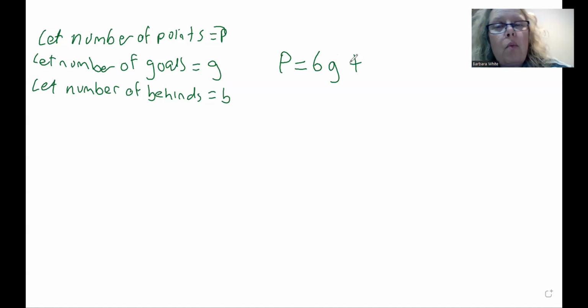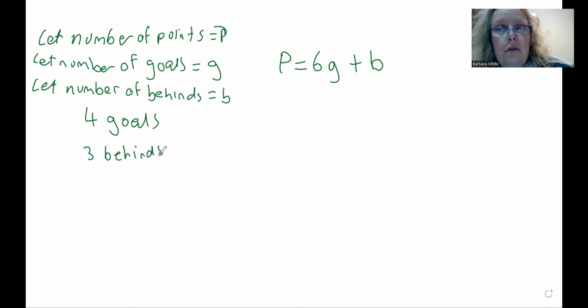But because it's the number 1, we don't write it. If we put a B there, we know that there's 1 B there. So the number of points you get is 6 lots of the number of goals you kick, and 1 for each behind. So in that example, what did we kick? 4 goals, 3 behinds.